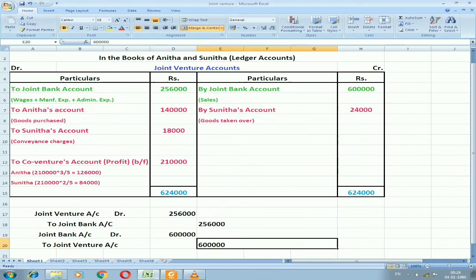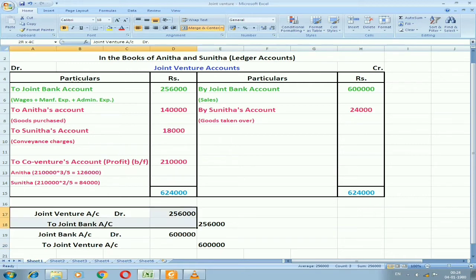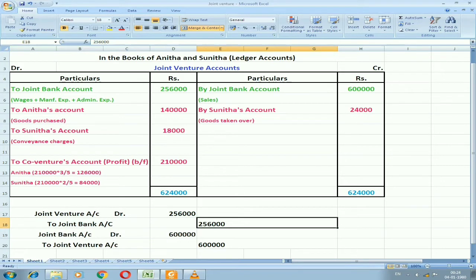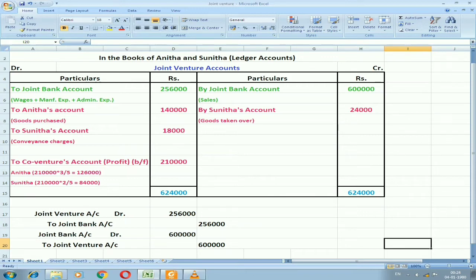Now you can see one more entry which I have recorded: by joint bank account to joint venture account. This is the entry which is recorded on the credit side. You can see on the credit side, first entry, by joint bank account we have 6 lakh, and this debit entry will be related to credit. That means the joint bank account will be on the debit side, and that is related to the joint venture. As we are doing under the joint venture ledger account, all the entries will include joint venture either in debit or in credit.